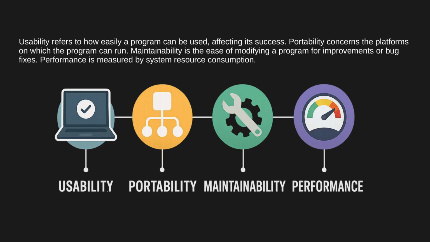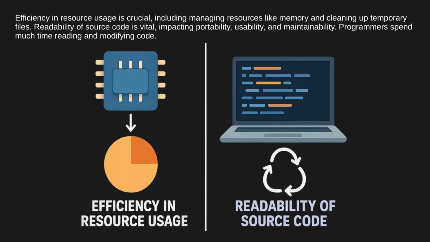Portability concerns the platforms on which the program can run. Maintainability is the ease of modifying a program for improvements or bug fixes. Performance is measured by system resource consumption. Efficiency in resource usage is crucial, including managing resources like memory and cleaning up temporary files.